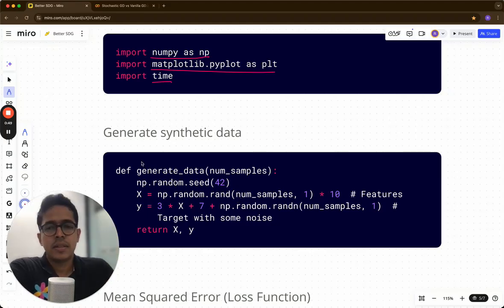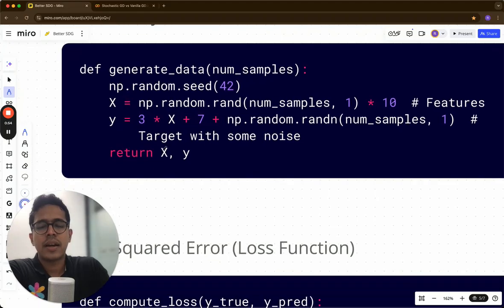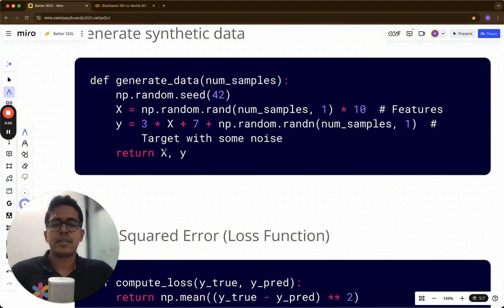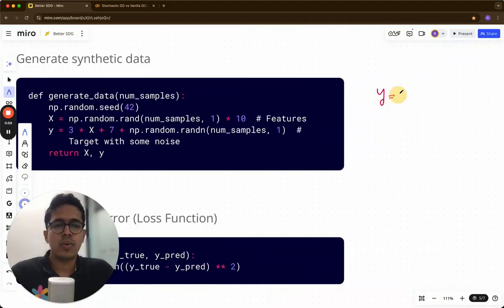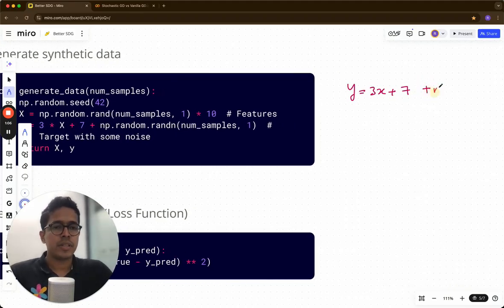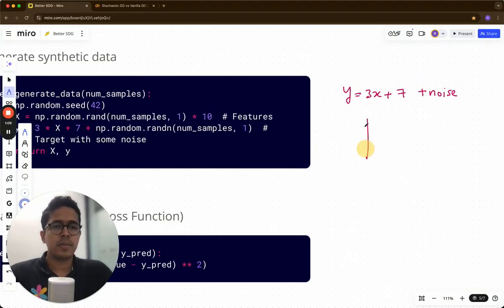The second block is generating some synthetic data. In synthetic data, we are assuming that the data set looks something like y equal to 3x plus 7 plus some kind of noise. So 3x plus 7 would look something like this, a line with intercept at 7 and slope of 3. But the data points are not created along this line. The data points are created something like this, with some noise added to this equation, right?